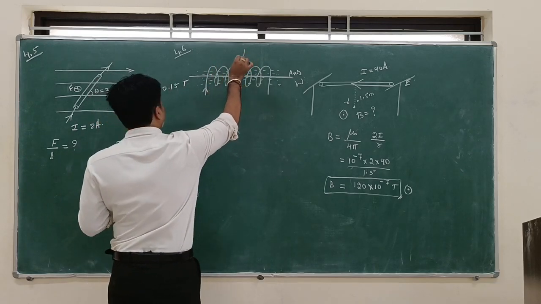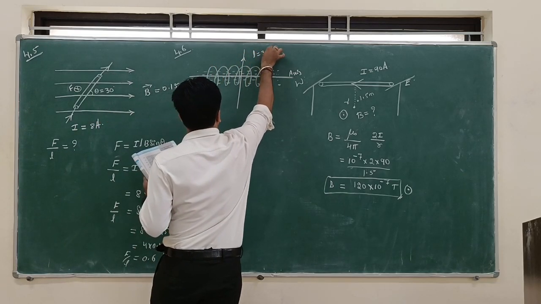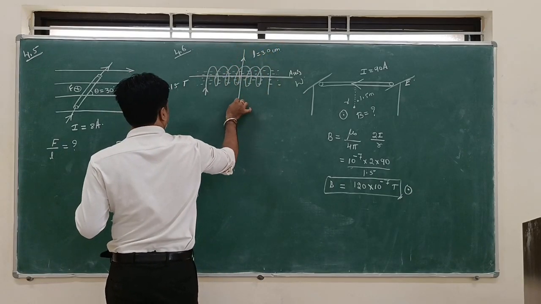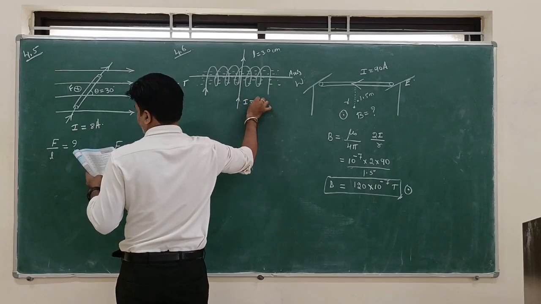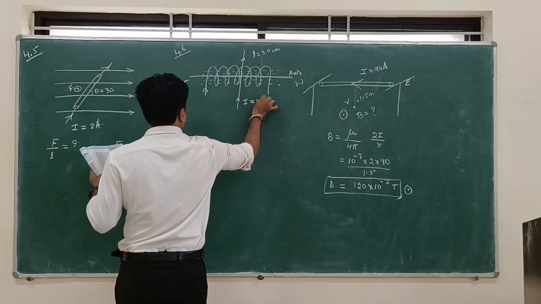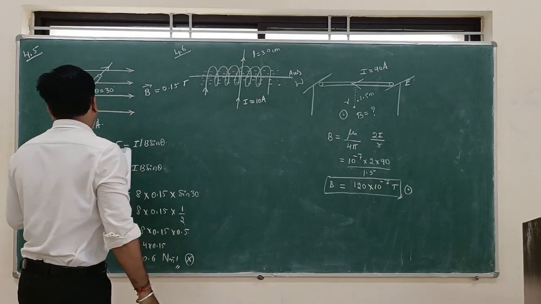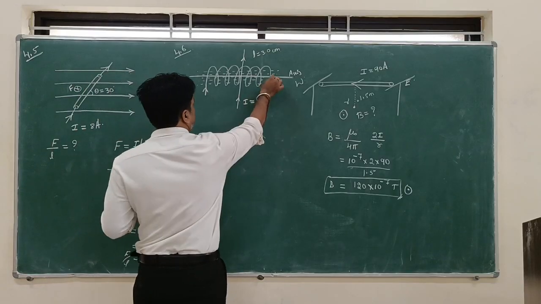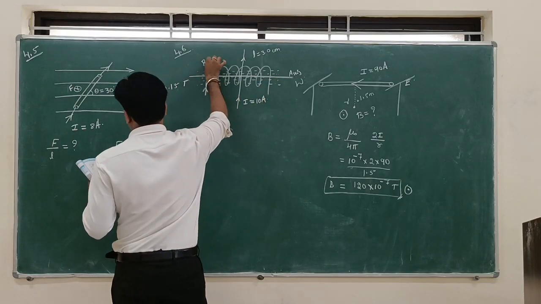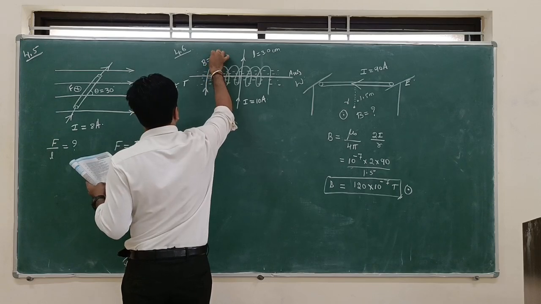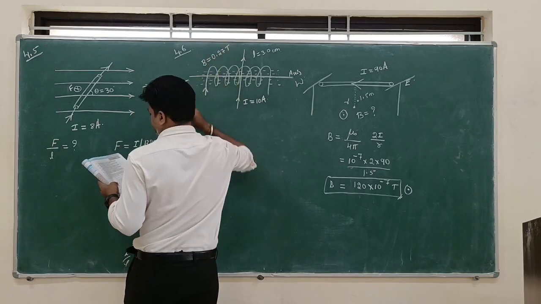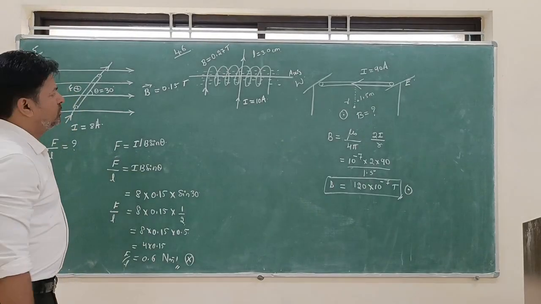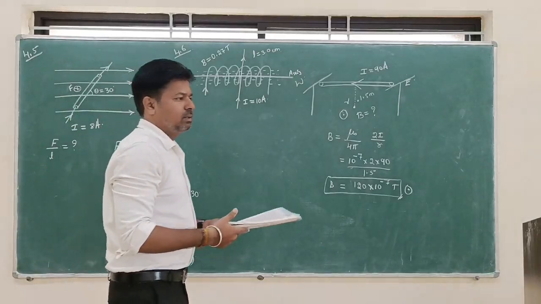What is the length of this wire? 3.0 centimeter. How much current are they flowing? I is equal to 10 ampere. Then how much is the magnetic field strength? The strength of the magnetic field produced by this solenoid is 0.27 Tesla. What is the magnetic force on the wire? Magnetic force on the wire.